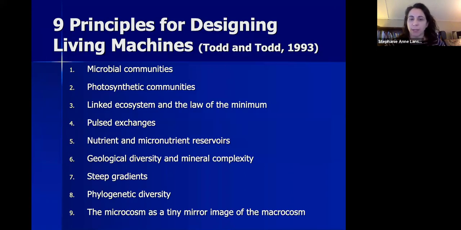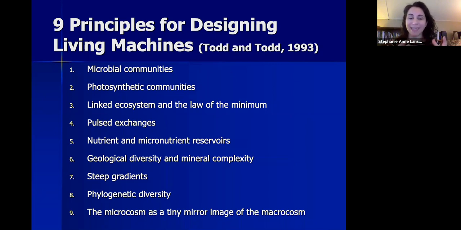So when we're thinking about designing living machines, there's a lot of things we need to think about. And number one, this is from Todd and Todd, their 9 design principles for living machines. Their number one thing they want you to focus on is the microbes. The microbial community is so important. Number 2 is the photosynthetic community. So there's our plant communities. We really need to focus on what plants we're using, the communities, what types of plants and the diversity of plants.